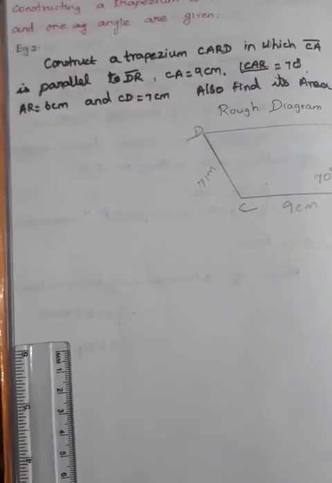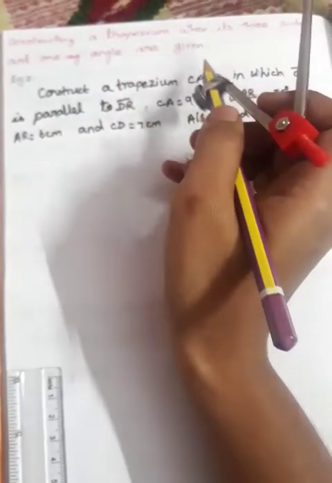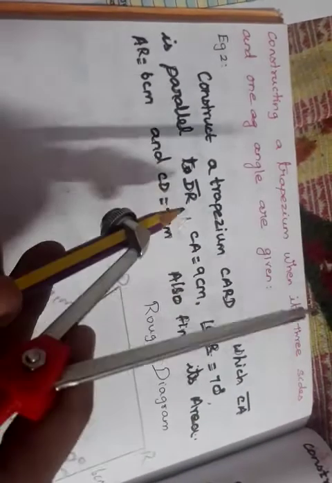Constructing a trapezium when its three sides and one angle are given. Three sides and one angle are given. Construct a trapezium CARD in which CA is parallel to DR.